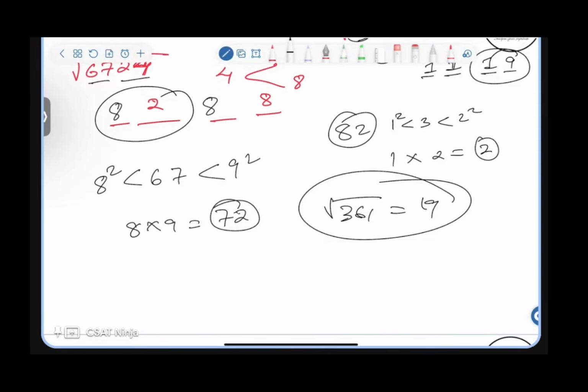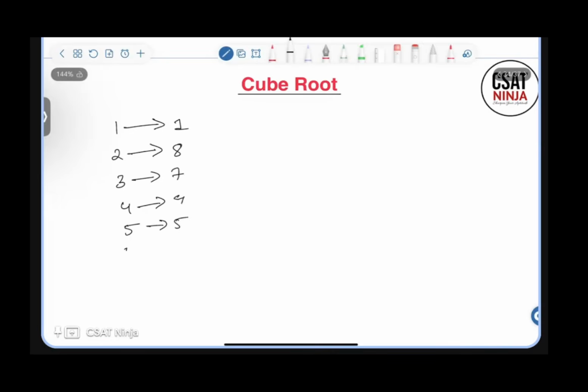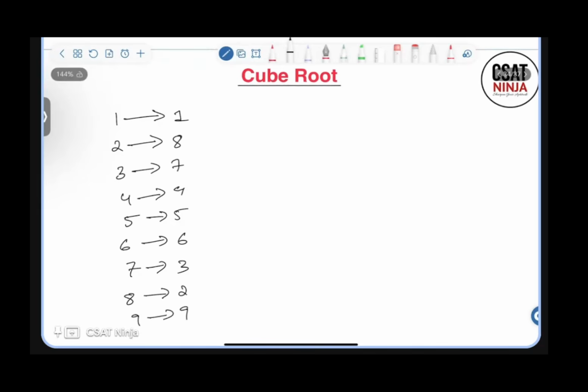Okay, let's move on to cube root now. For cube root, same thing, I have some rules here. If it is ending by 1, then it will be 1. If it is ending by 2, then it will be 8. If it is ending by 3, then it will be 7. If it is ending by 4, then it will be 4 only. If it is ending by 5, then it will be 5. If it is ending by 6, then it will be 6 only. If it is ending by 7, then it will be 3. If it is ending by 8, then it will be 2. And if it is ending by 9, then it will be 9. And if it is ending by 000, then it will be 0 there.